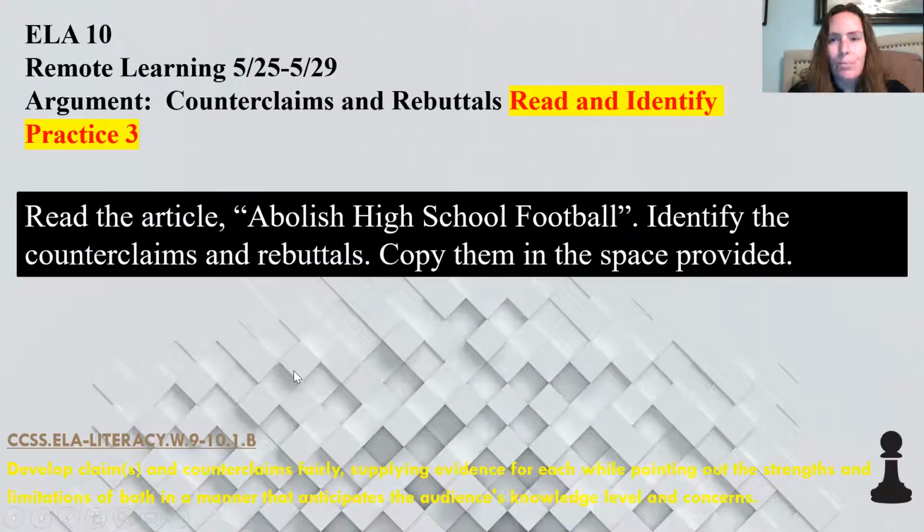All right, it's going to get a little bit more complicated on this next practice, practice 3. Read the article in your Word document. It's not here. I'm not going to read this one to you. Read the article about abolishing high school football. You need to identify the counterclaims and rebuttals. It's asking you to find 3 of them, copy them into the space provided in your Word document. So this one might take you a little bit longer, but you can go ahead and pause this video and go ahead and try that out. And we'll meet back here and move on to the next section.